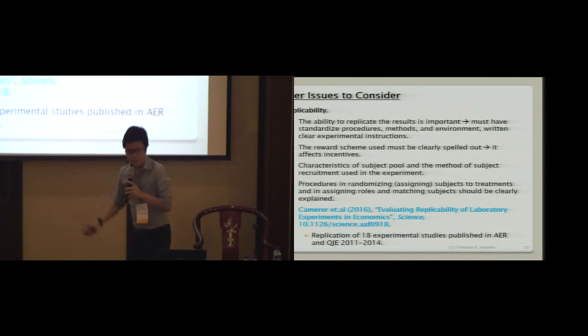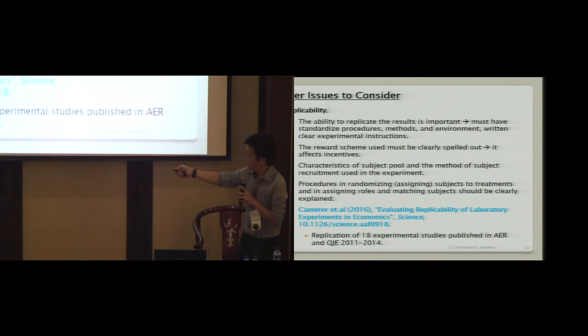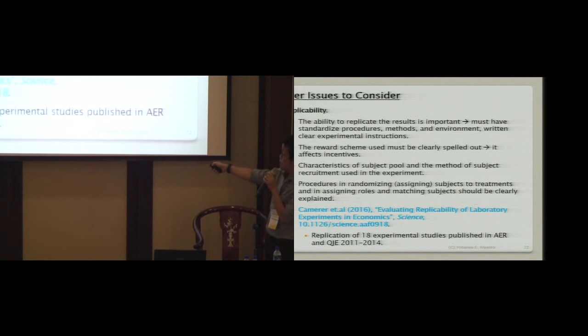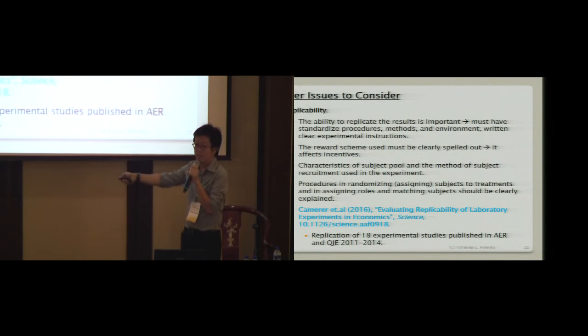So finally, just to close my talk, there is this very nice paper. This is published in Science. It's by Colin Camerer from California Institute of Technology, with a whole bunch of co-authors. The title is Evaluating Replicability of Laboratory Experiments in Economics. So what they did, they replicated 18 experimental studies published in the top journals, AER and QJE, in the period of 2011 to 2014.